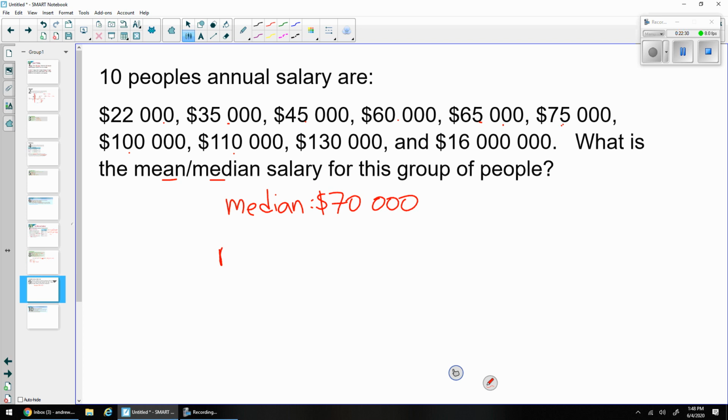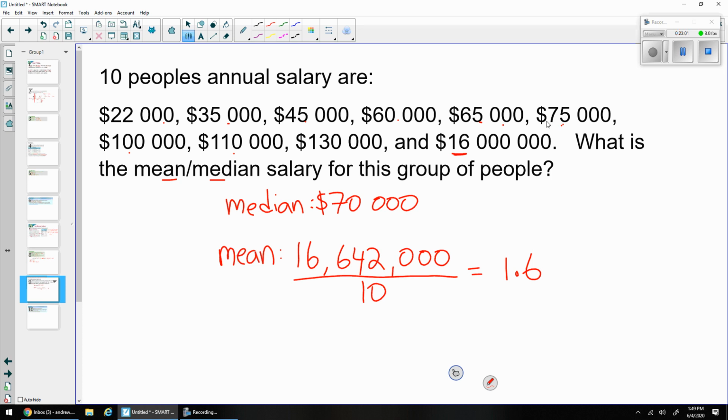So let's find our mean. If you were to add all of these salaries up, they would add up to 16 million, which is what this guy's making, plus $642,000. Okay? So we have to divide that total amount by the 10 people. So when we split that among the 10 people, we get a mean of 1.66 million dollars.